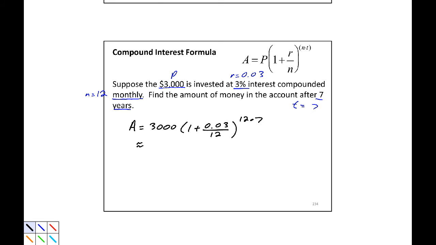Now, this is money, so we are going to round to 2 decimal places. I'm going to input this in a calculator: 3,000, parentheses, 1 plus 0.03 divided by 12, close parentheses, to the, open parentheses, 12 times 7. We often write it this way to make sure that we don't lose anything. Closing all my parentheses, enter, I get 3,700.064, which will round to $3,700.06. And that is the amount of money in the account after 7 years.